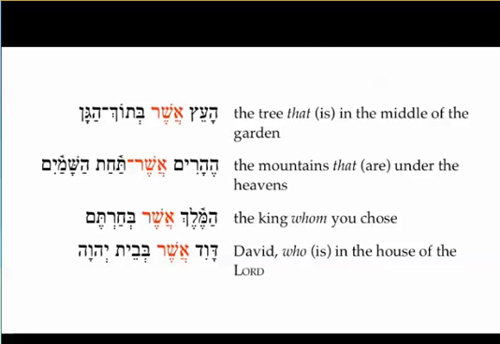Ha'etz asher bathok hagon. The tree that is or was in the middle of the garden. The relative pronoun asher introduces the relative clause. The relative clause includes asher and continues. The relative clause in our first example is asher bathok hagon, which or that is in the garden. That relative clause functions in some sense like an adjective modifying the tree. The tree. Which tree? Oh, the tree that's in the middle of the garden.